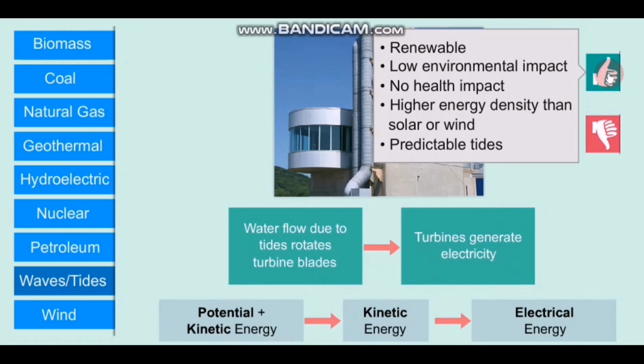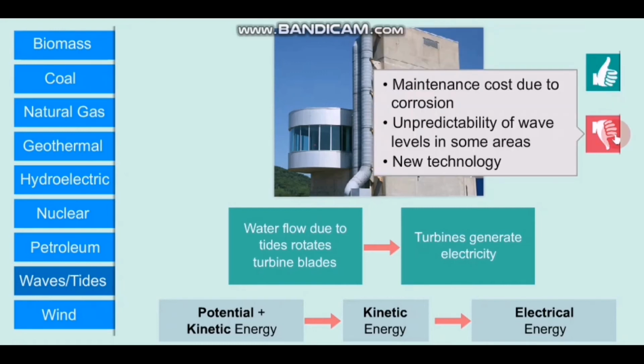Advantages: it is a renewable source of energy, gives low impact to the environment and no impact to health. So far, higher energy densities compared to solar and wind, and the tides can be predicted. While the disadvantages are: the maintenance cost due to corrosion is high, and somehow unpredictable waves can occur, and this is a new technology, so more research needs to be conducted.